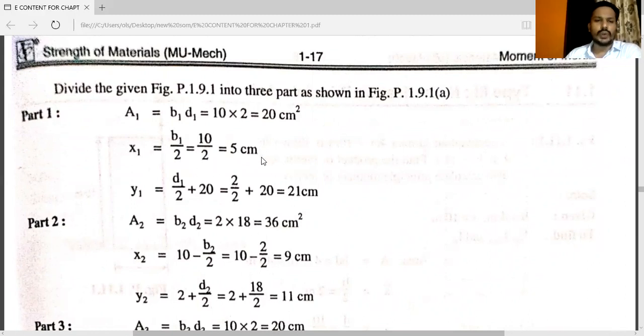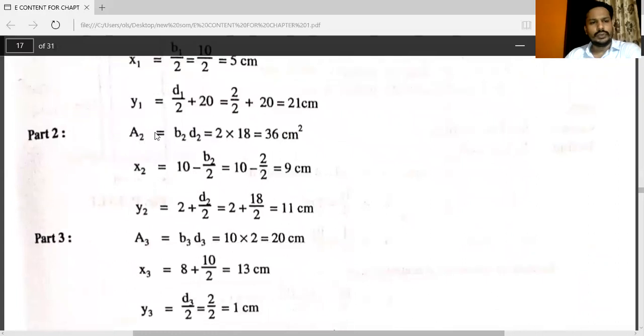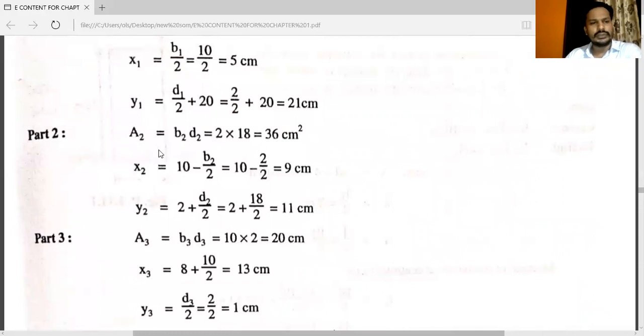See, while solving the problem, you have to refer to the e-content also. While listening to this video, you have to refer to the e-content. It will be more useful and help your understanding. See, y1 is equal to d1 by 2 plus 20, that is 21 centimeter.